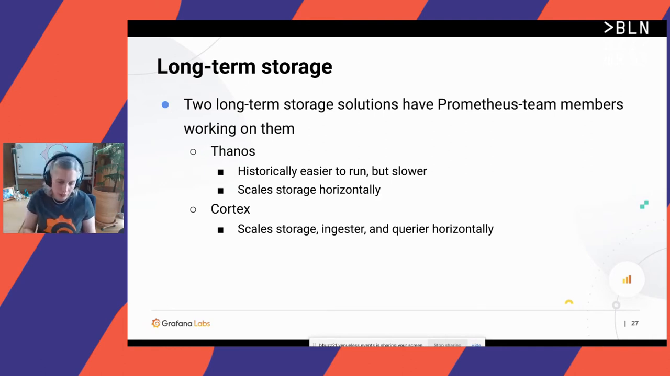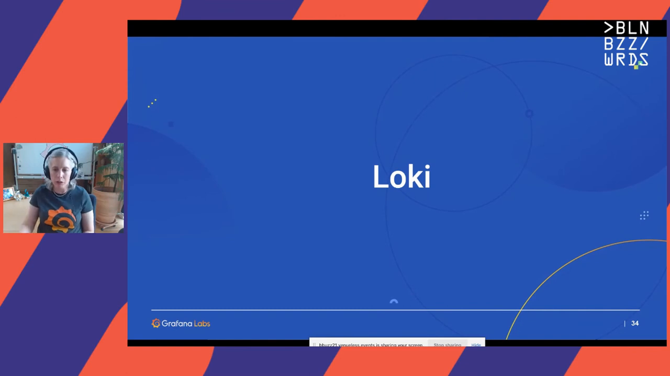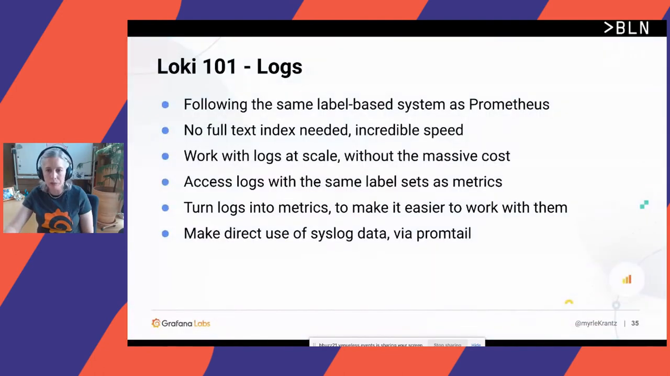So that's just metrics, but observability typically has three pillars. That is metrics, logs, and traces. So let's think about logs. Let's move on to Loki. Loki is an open source project under the AGPL license at Grafana Labs, which follows the same label-based system as Prometheus. So you can query your logs on any of the same labels that you're querying on in Prometheus, especially if you're putting them into the same system.